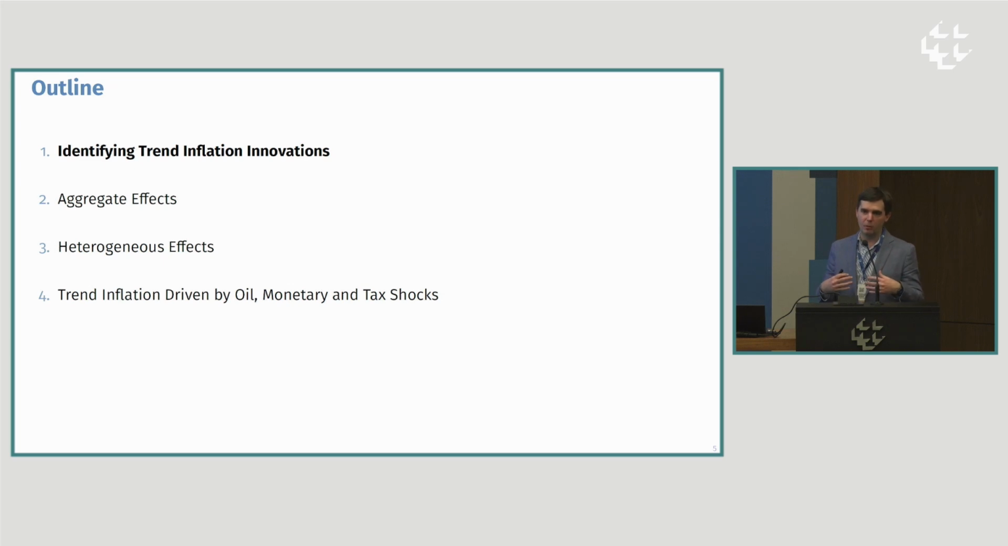finally, in the last part of the paper, we're going to zoom in on these innovations of trend inflation and split between the ones that are coming from monetary policy, the ones that are coming from fiscal policy, and the ones that are coming more from oil prices, and we're going to see if the source of the shock matters for the results that we are going to get.